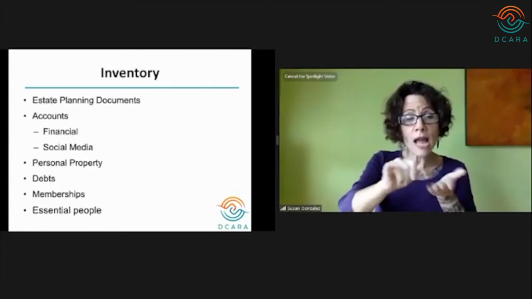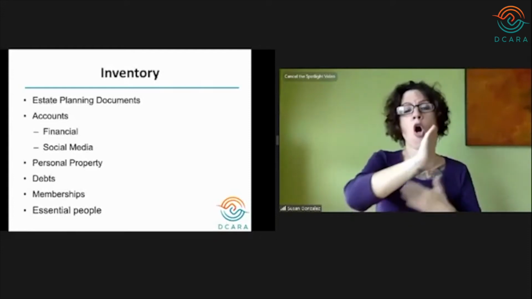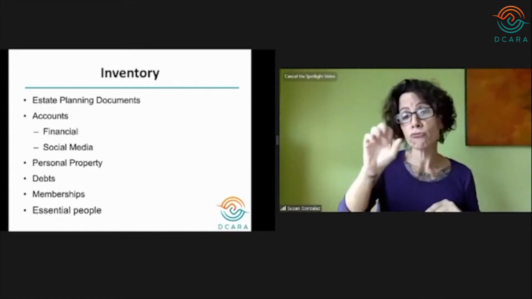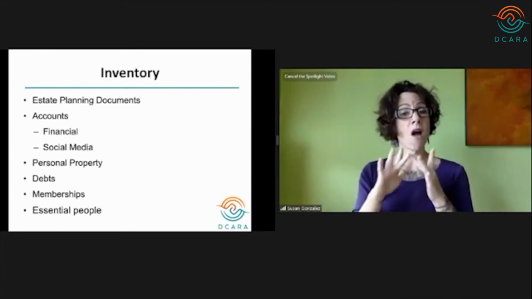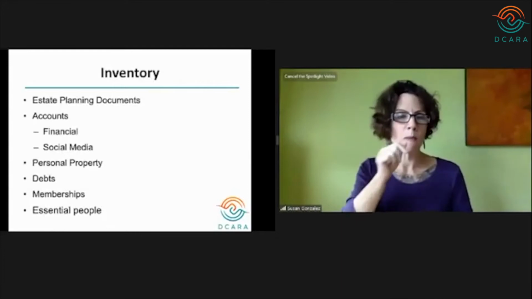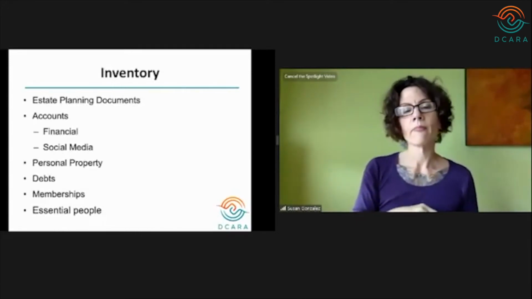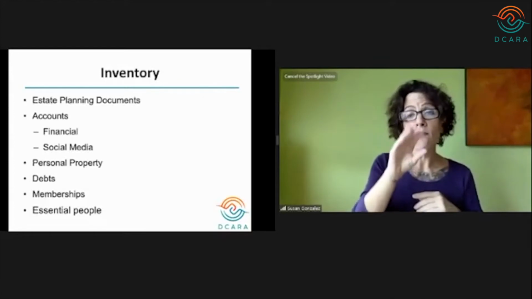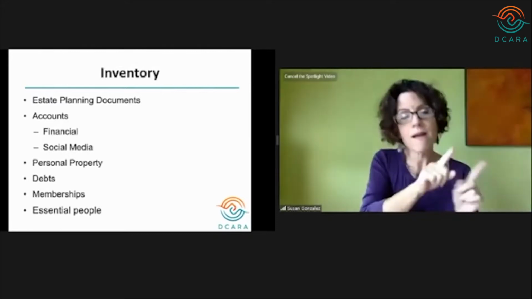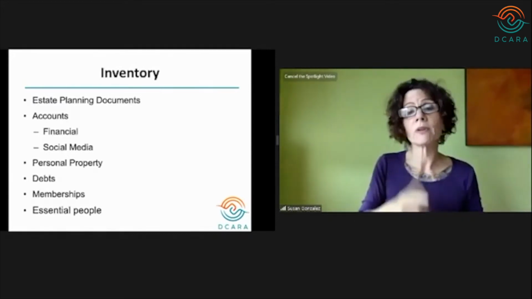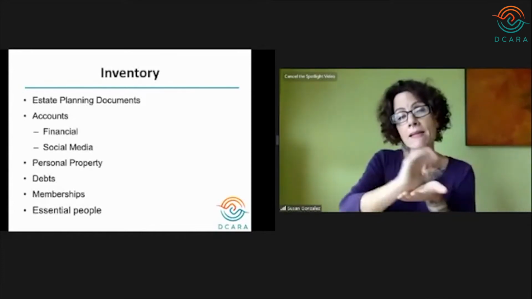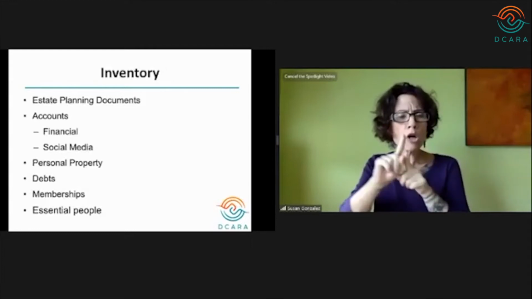Accounting related to finances. That includes your bank accounts, your checking account, all of them. You want to include your account number, which branch you go to. If you have online accounts with the bank, you want to include your login and password information. Your retirement accounts, a 401k, an IRA, retirement benefits. Again, include the account number and which company it is under.